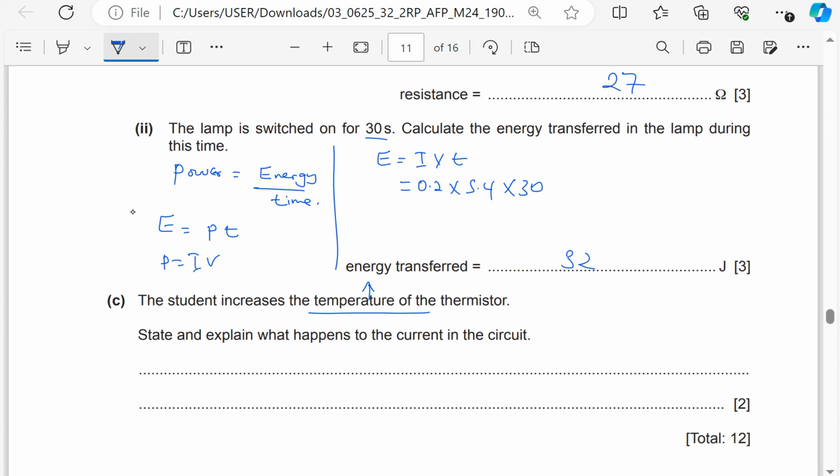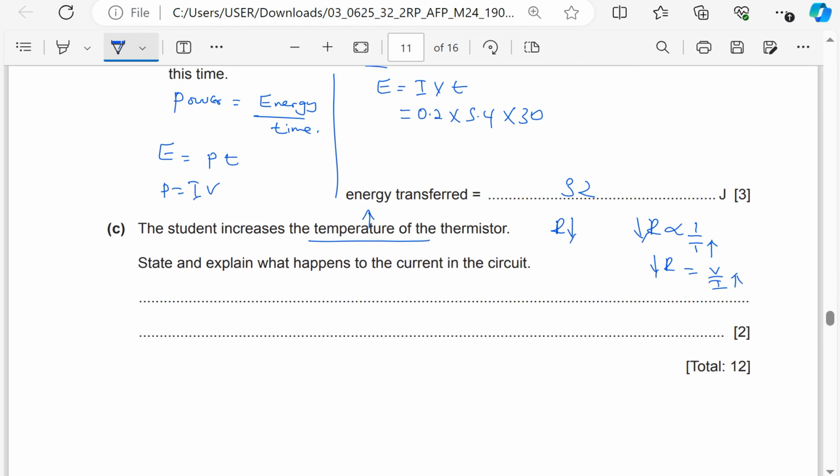The student increases the temperature of the thermistor. Temperature increases. State and explain what happens to the current in the circuit. If temperature increases, resistance of a thermistor decreases because resistance is inversely proportional to temperature for a thermistor. If temperature increases, resistance of a thermistor decreases. And if resistance is equal to V over I, if resistance decreases, then more current flows. So the current increases.